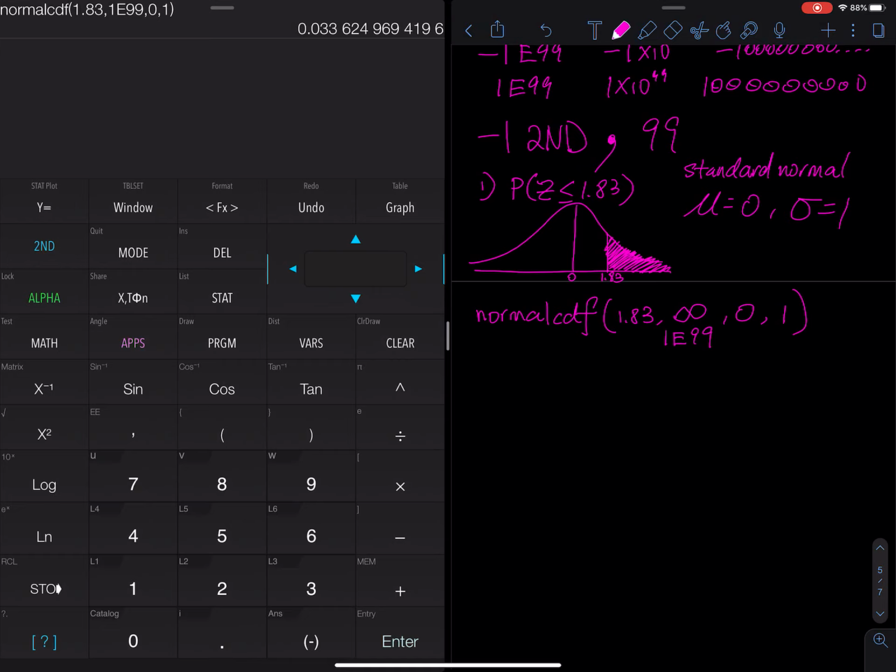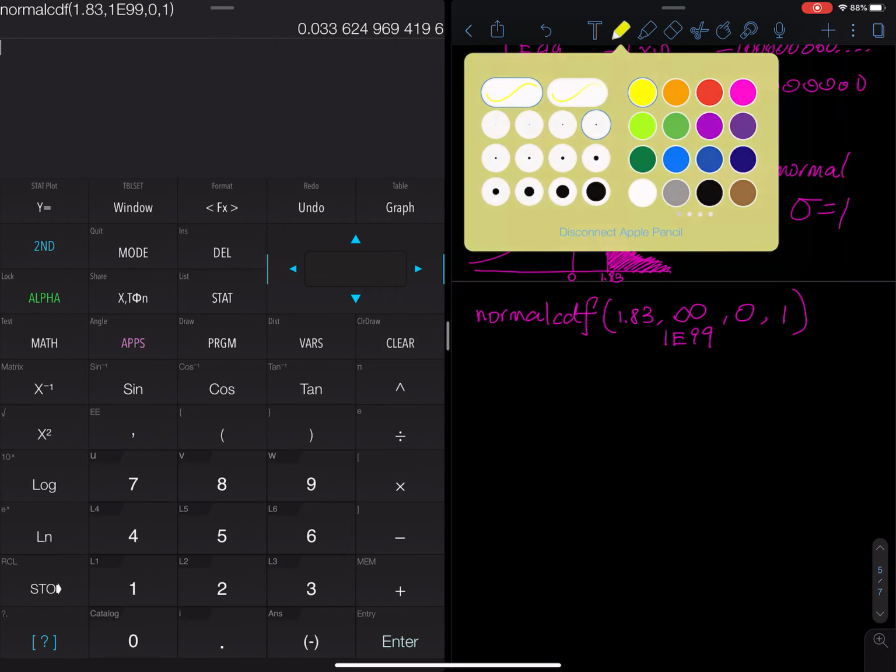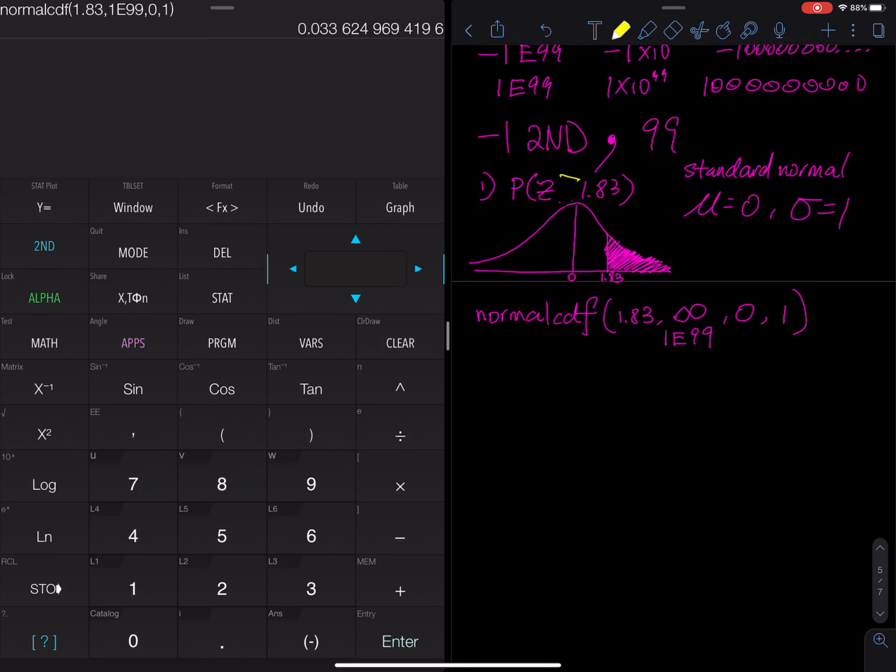Okay, so here is something that I can fix really quick. So I'm going to erase this and then change that to a greater than or equal to. We can do 2 problems. One greater than, one less than. It's fine. So greater than 1.83. What's the probability? The probability is equals to how many digits do you use? Usually 4 digits. So 0.0336.